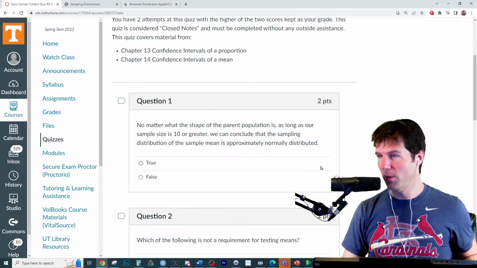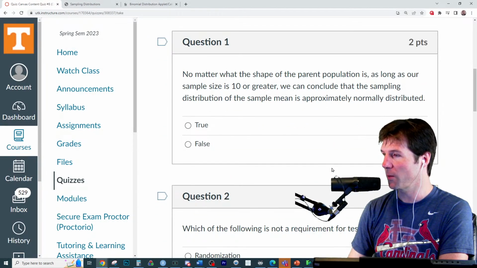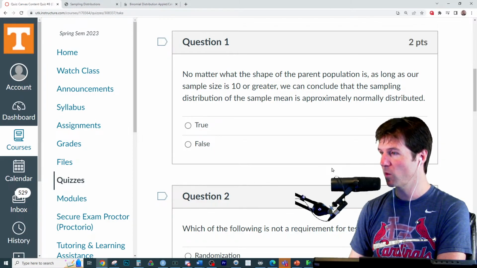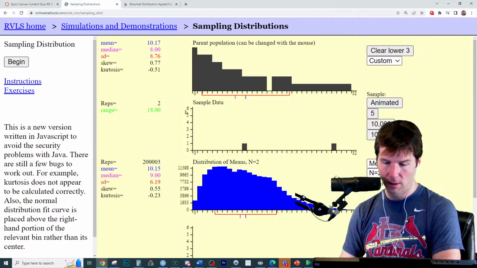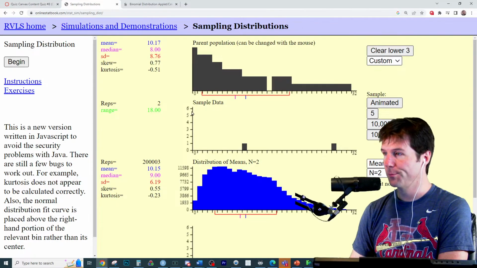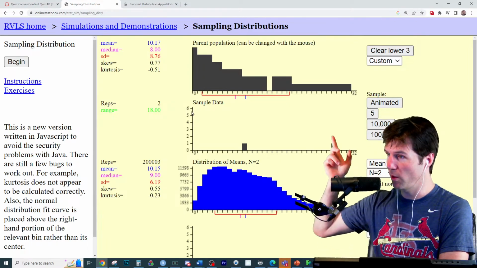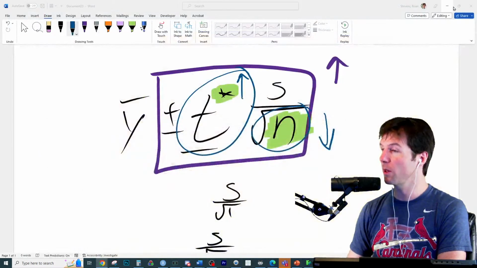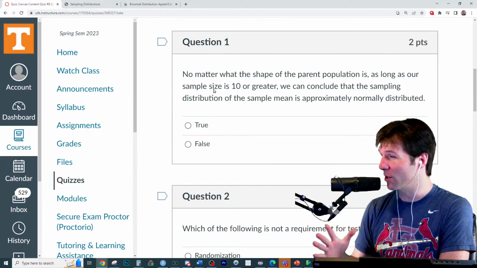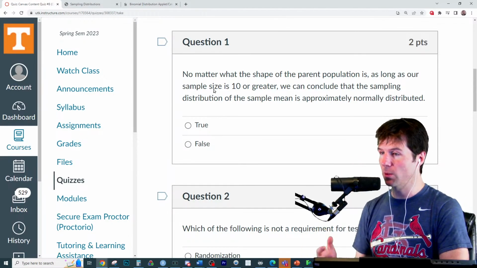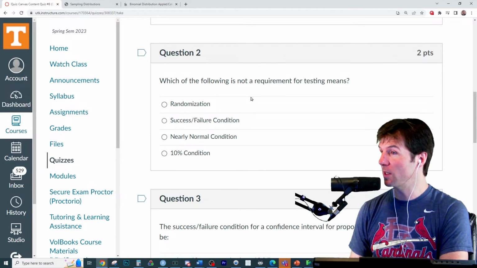No matter what the shape of the parent population is, as long as our sample size is 10, we can conclude that the sampling distribution of the sample mean is approximately normal, or that we meet the large enough n condition. True or false? No matter the shape, we can conclude that it's nearly normal with at least 10. No. The numbers are 1, 25, and 100, and we would need a larger sample size the more skewed it is. So large enough n right there still comes into play, which is very important. We could deduce from the sample a decent understanding if we have a large enough sample size to understand what's going on with the shape. So this is false.